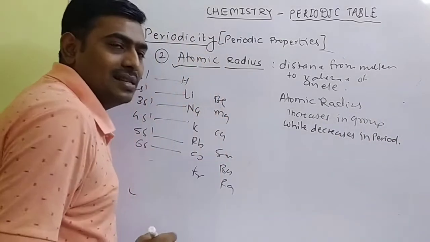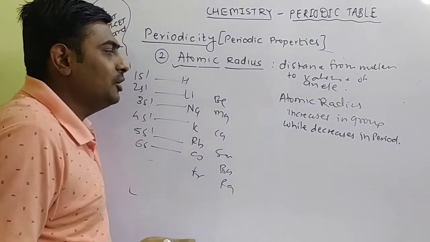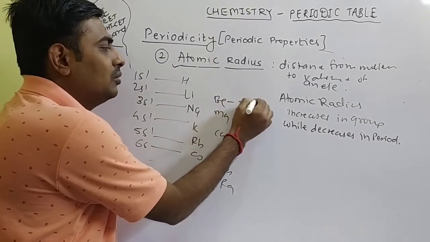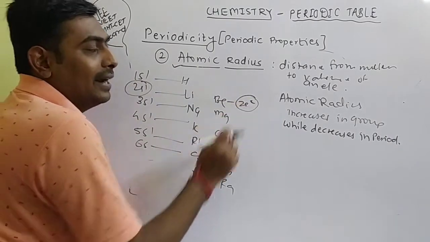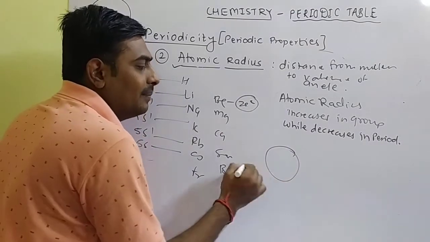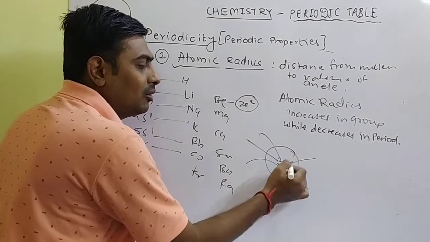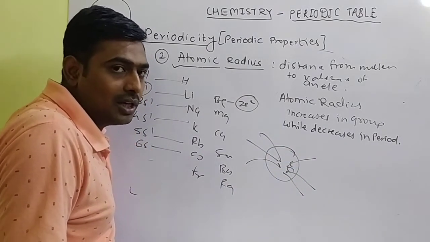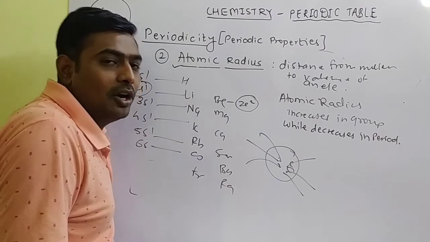While it decreases in a period, because electrons are added in a new shell. If you observe the electronic configuration, beryllium is 2s2 and this is 2s1. Electron is added in the same shell. This is the capacity of the shell, if you are adding the maximum electrons. At the same time, horizontally, atomic number increases in the periodic table.